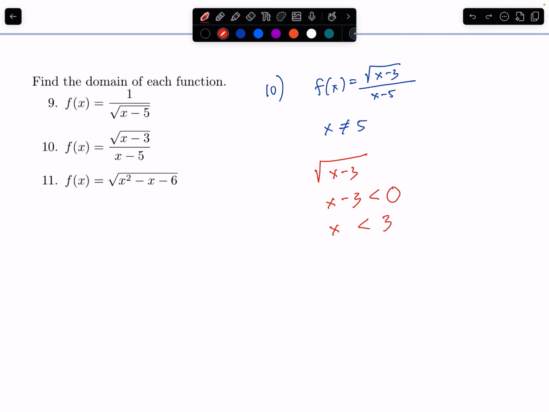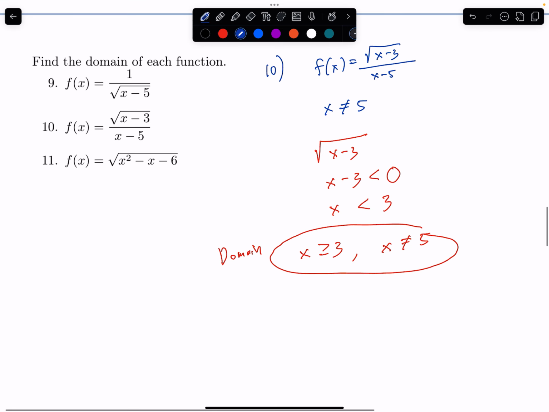Okay, so what is in my domain then? Well, as long as I'm not less than 3, right? So that means any x that is greater than or equal to 3 is okay, and as long as x is not equal to 5. Right? This is essentially my domain.